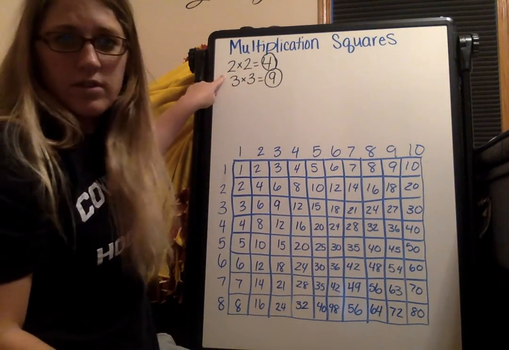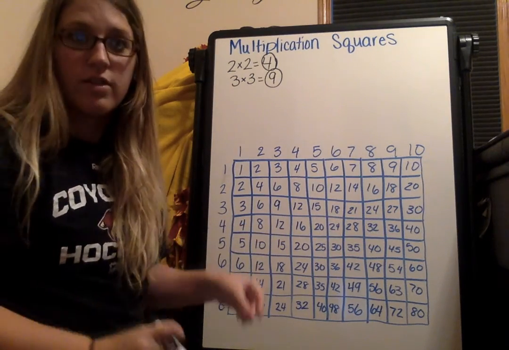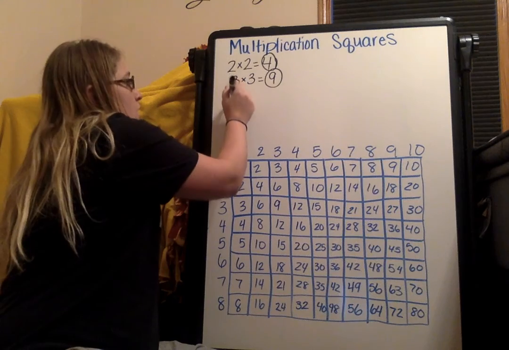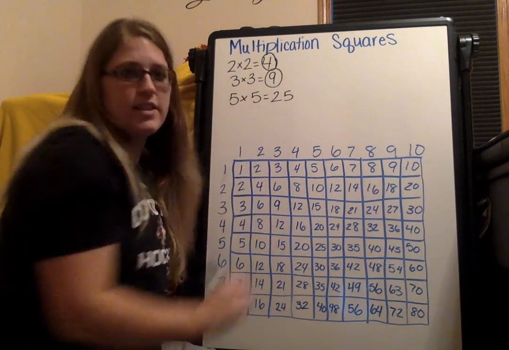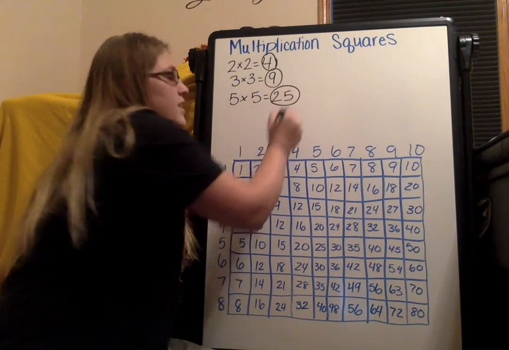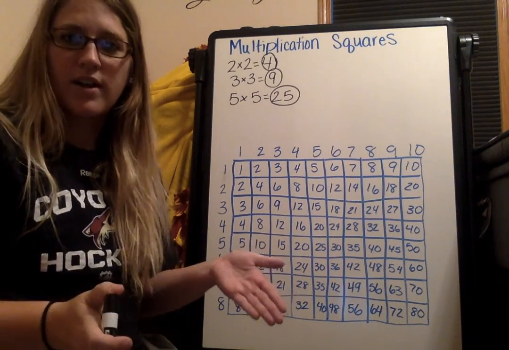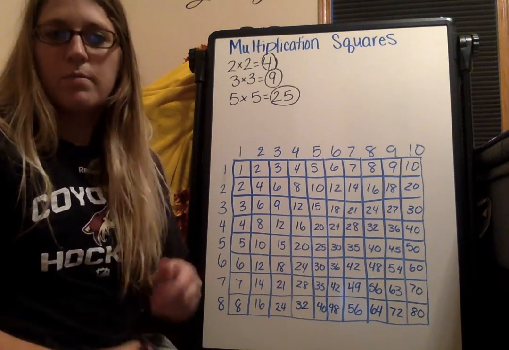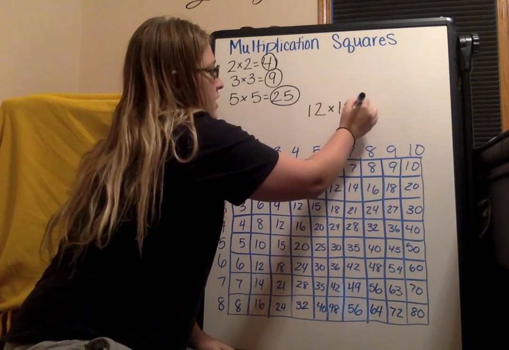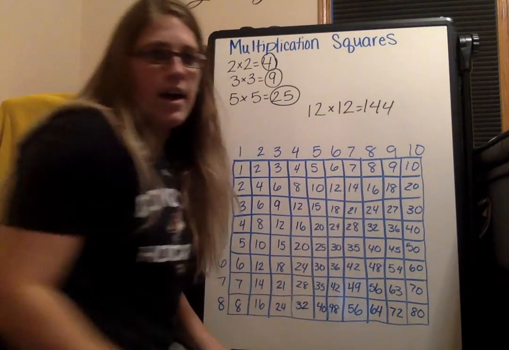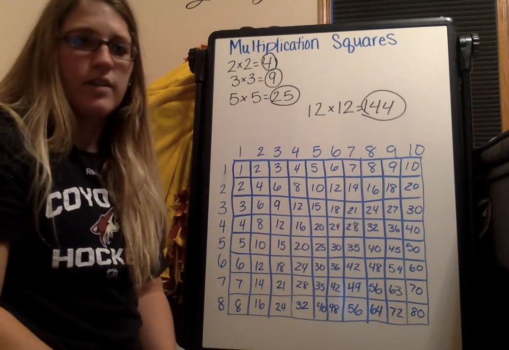This does not mean 2 is a squared number. This does not mean 3 is a squared number because I can't take anything times itself to get those numbers. I could take 5 times 5 and get 25. This means 25 is a squared number. Anytime I could take a number times itself, the product of that number times itself would be a squared number. So even if I took 12 times 12 and got 144, I know that 144 is a squared number.